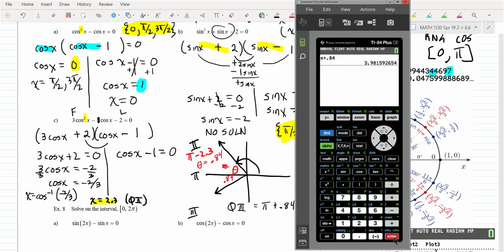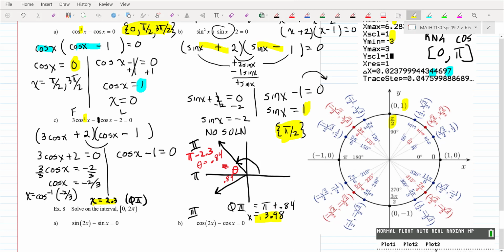And that'll give about, we'll just round that to about 3.98 then. Okay, so we also get x equals about 3.98. And that's quadrant 3. It's bigger than pi. So that would be a second answer of the problem.